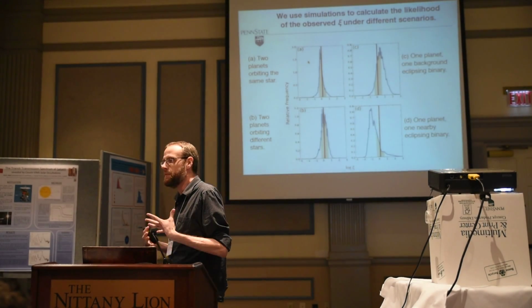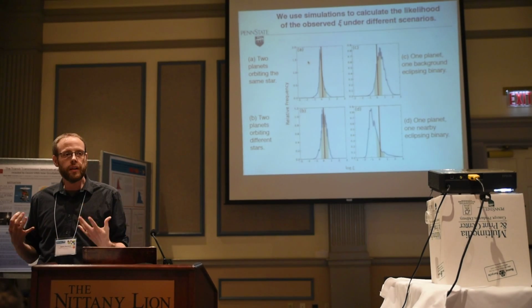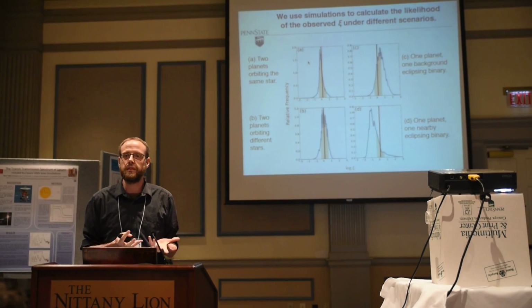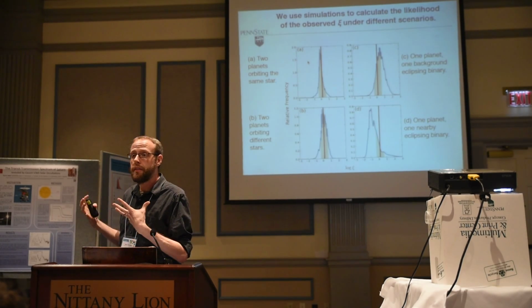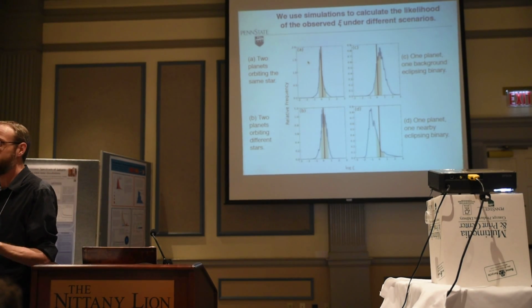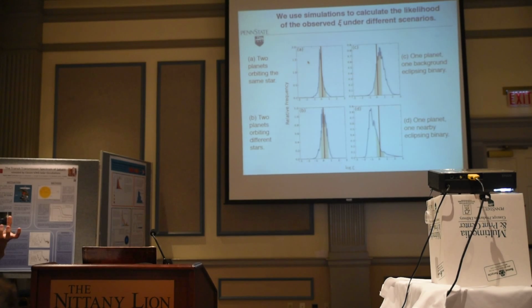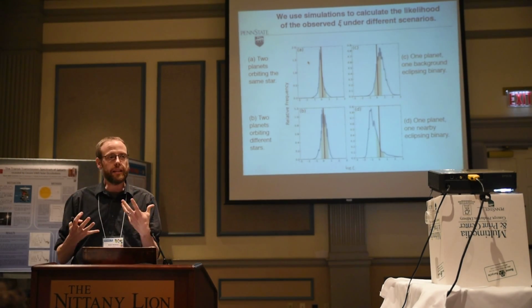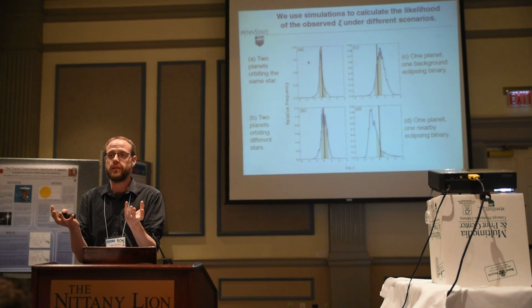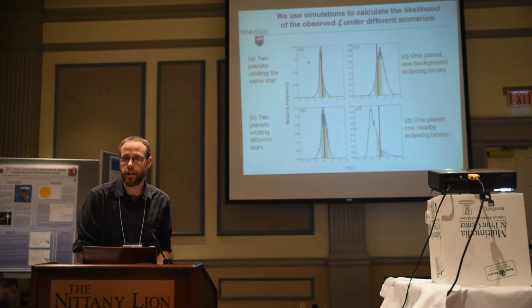So the technique I'm using is basically Monte Carlo simulations crammed into Bayes' theorem to assign a probability that for every pair of planets that we see in a Kepler multi, what's the probability that those are actually planets? So basically the idea is you take a pair of planets and then you simulate it as a pair of planets around the target star.